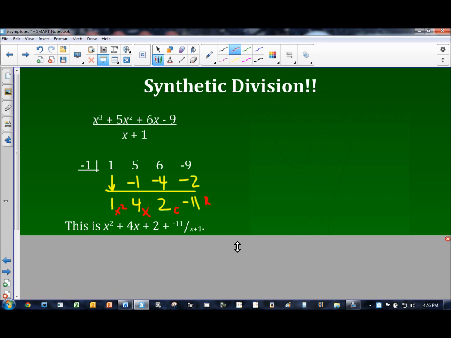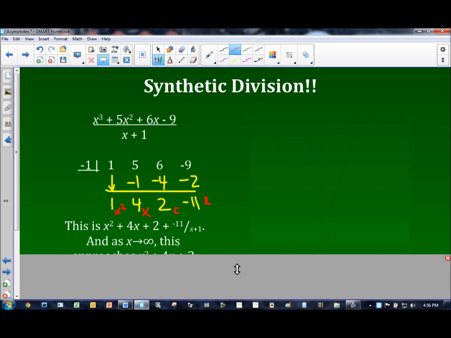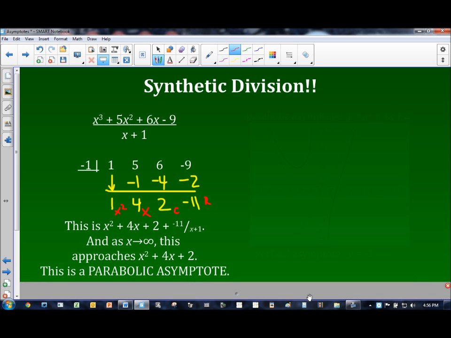Well, as x approaches infinity, then this remainder is going to get smaller and smaller so that this function looks a lot like x squared plus 4x plus 2. That's a parabola. You can tell by the x squared. So what I've actually got is a parabolic asymptote.